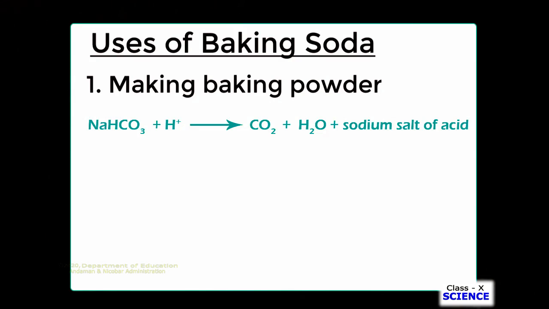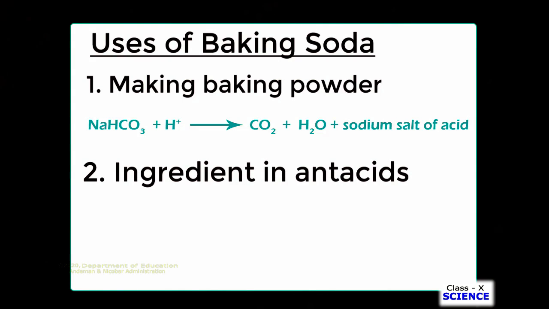The second use of sodium hydrogen carbonate is that it is an active ingredient in antacids, and you should know the chemical nature of the salt is basic salt. Due to this basic nature, the excess acid produced in our stomach is neutralized. So we can say that sodium hydrogen carbonate acts as an active ingredient in all the antacids.